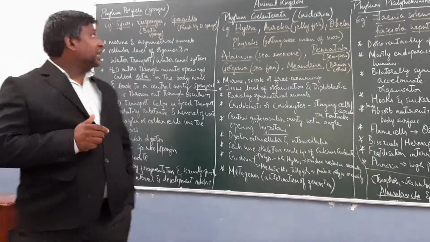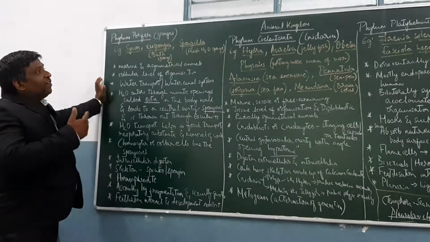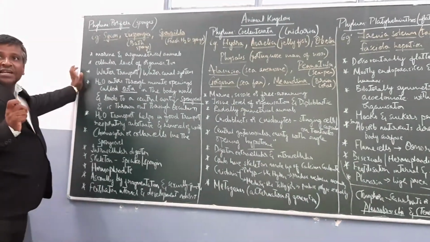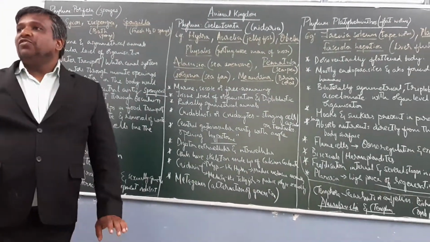So what we are going to study about is phylum Porifera, which is commonly called as sponges. Then phylum Coelenterata, which is also called as Cnidaria. C is silent there. Then phylum Platyhelminthes, which is also called as the flatworms.